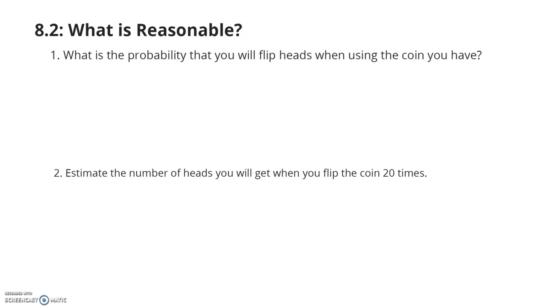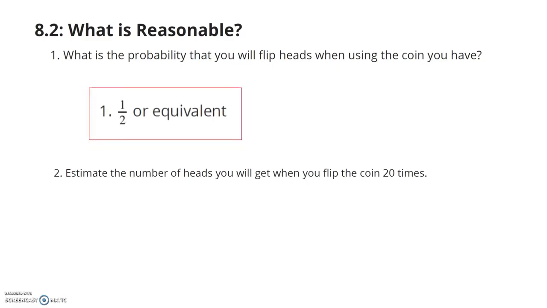So what's the probability that you will flip heads when using the coin you have? So think about what you have, right? In a coin you have tails or heads, a tail or head. So what is that? It's one out of how many options, right? So that will be 1/2. So that's simply 1/2 or equivalent.